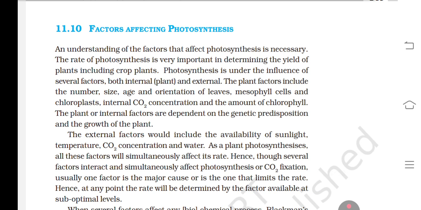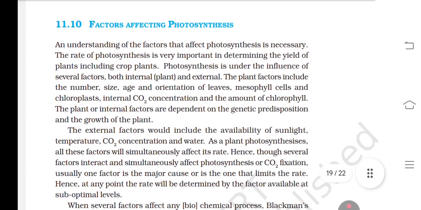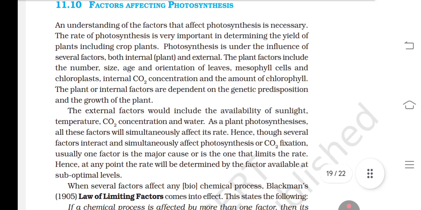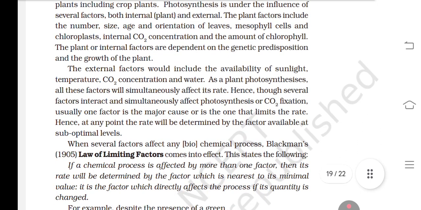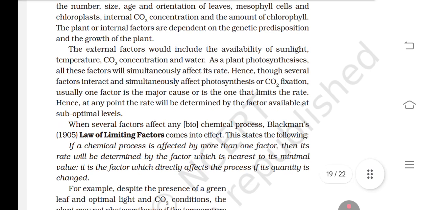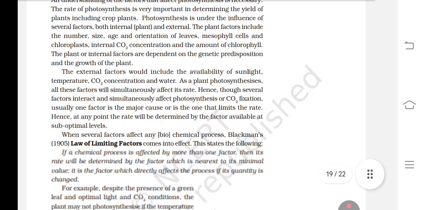Factors affecting photosynthesis. An understanding of the factors that affect photosynthesis is necessary. The rate of photosynthesis is very important in determining the yield of a plant, including crop plants. Photosynthesis is under the influence of several factors, both internal and external to the plant. Internal factors include chlorophyll, internal carbon dioxide concentration, and the amount of chlorophyll. The plant's internal factors are dependent on its genetic predisposition and growth.